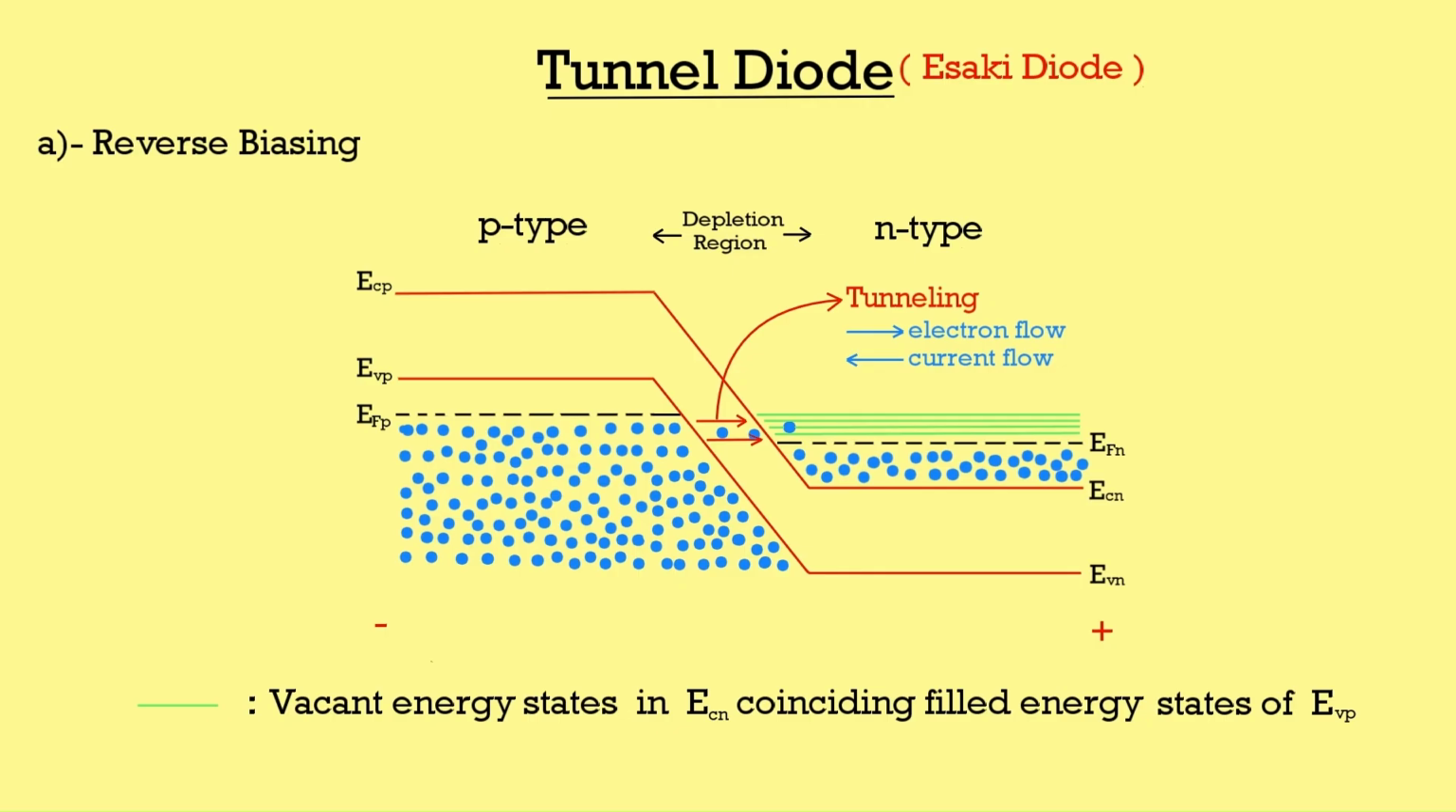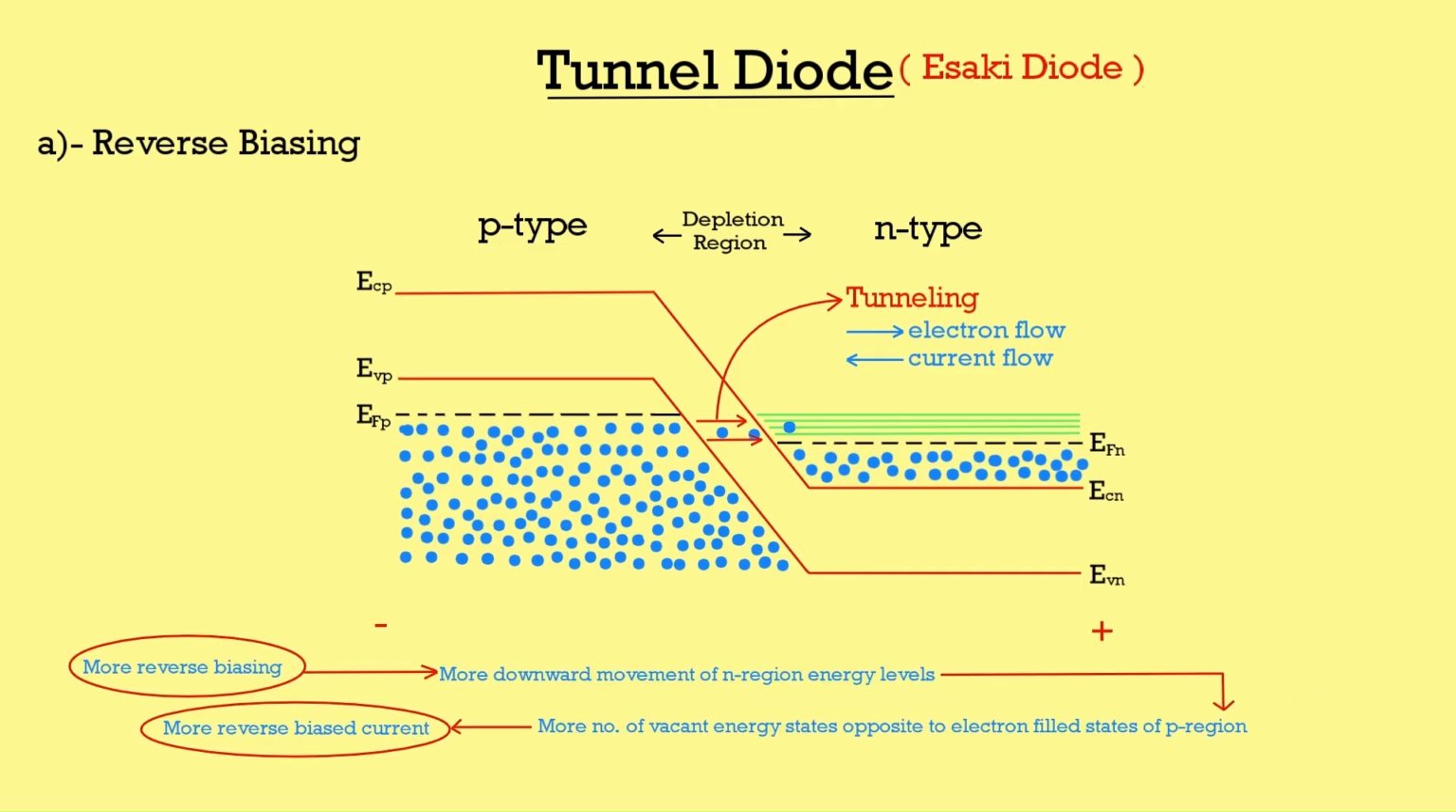The case of reverse biasing is very simple, as if we keep on increasing the reverse biasing, more downward movement of n region energy levels will take place, which will bring more number of vacant energy states opposite to electron-filled states of p-type region, which will ultimately increase the reverse bias current. So we can simply say reverse bias current is directly proportional to reverse bias voltage.